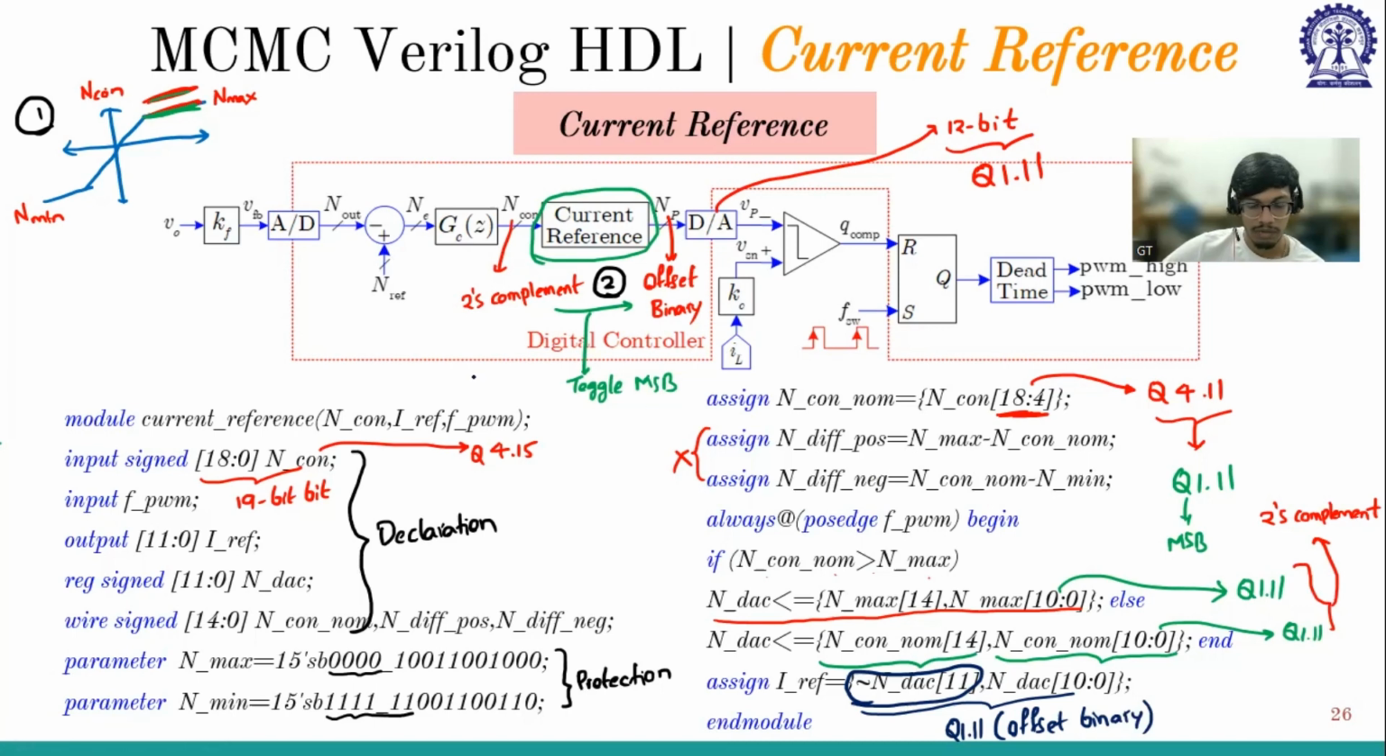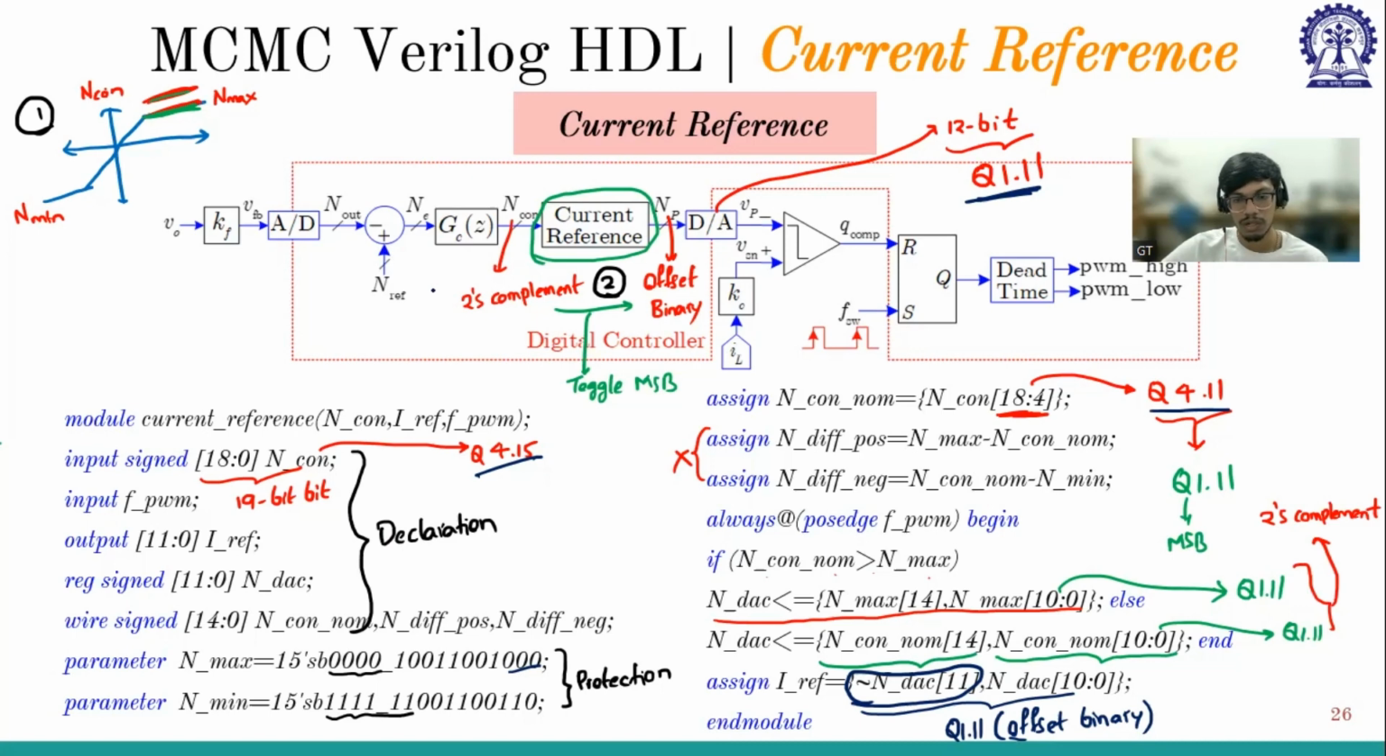So first we are declaring it, and for protection purpose, we are deciding Nmax. Then from 4.15 we are converting to 4.11. Then at 4.11, I'm putting that saturation limit. If it is more than that, I am restricting it to the Nmax that I had defined here. And that 4.11, I'm converting to 1.11 because the DAC is 12-bit in Q1.11 format. Then it is in 2's complement. Now I'm inverting the most significant bit so that it becomes offset binary. I hope this part is clear. Is this clear? Current reference part.